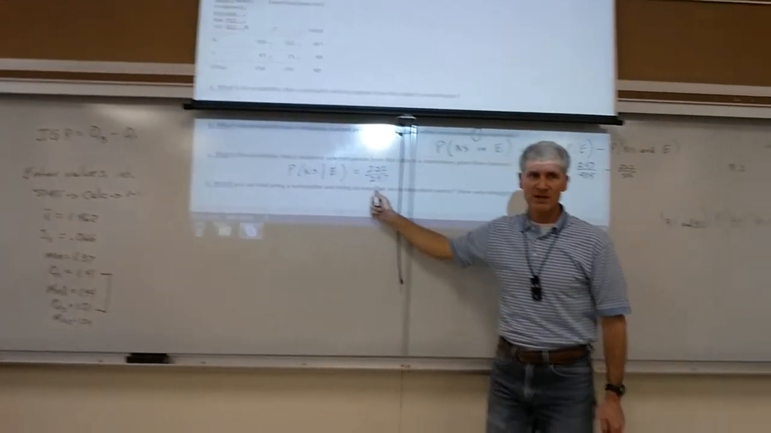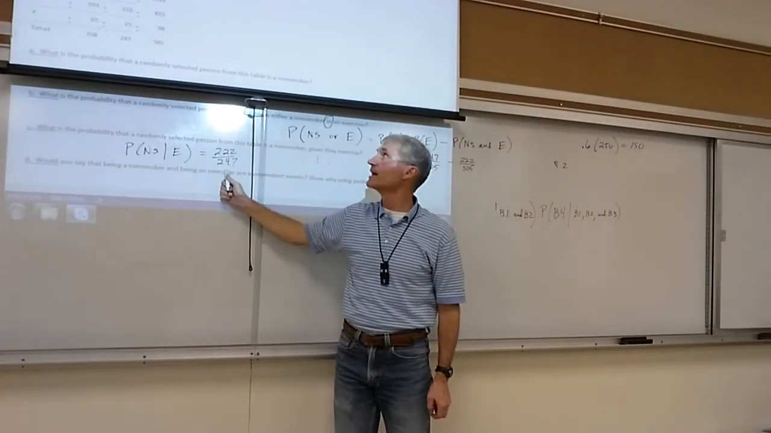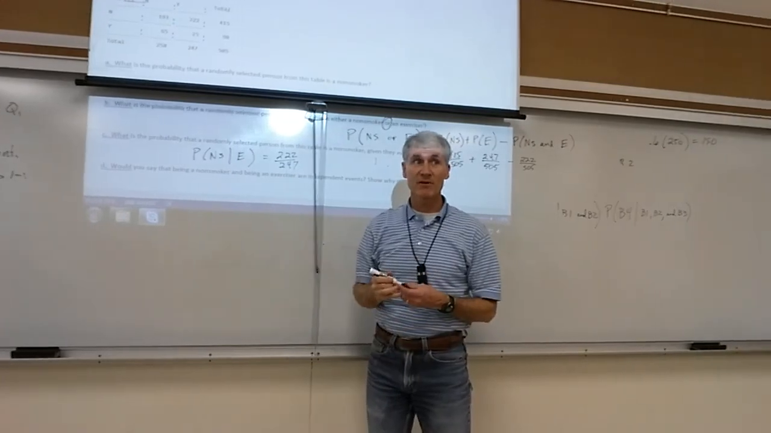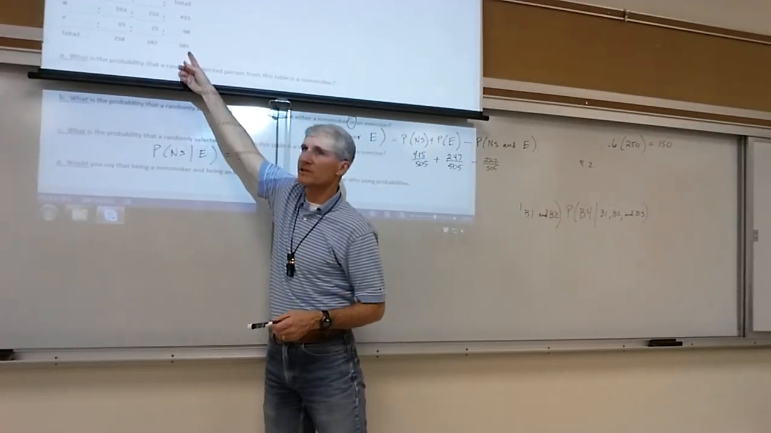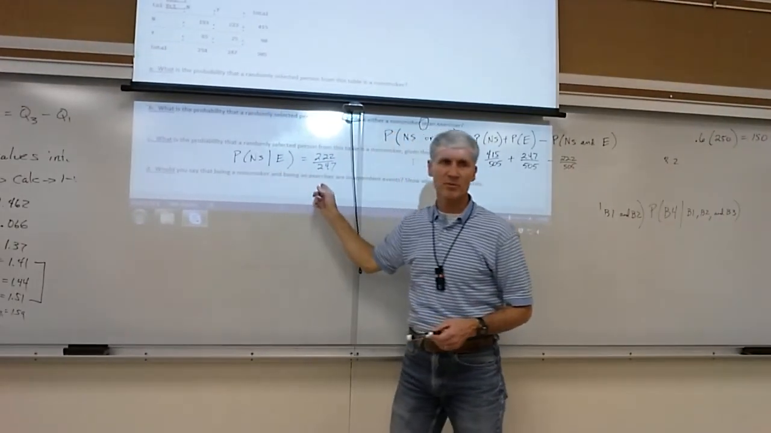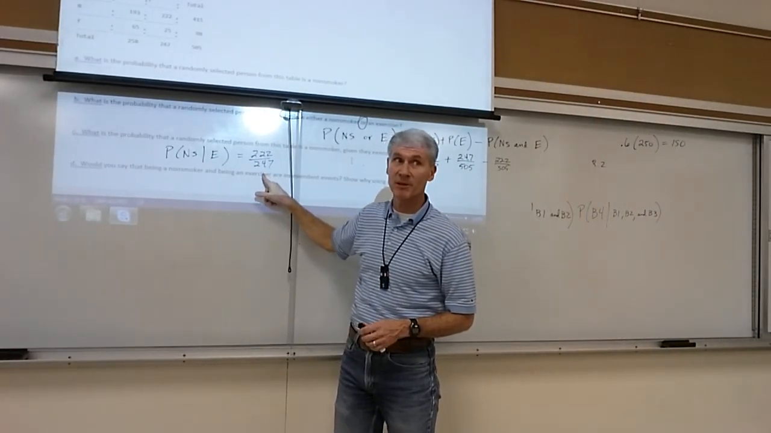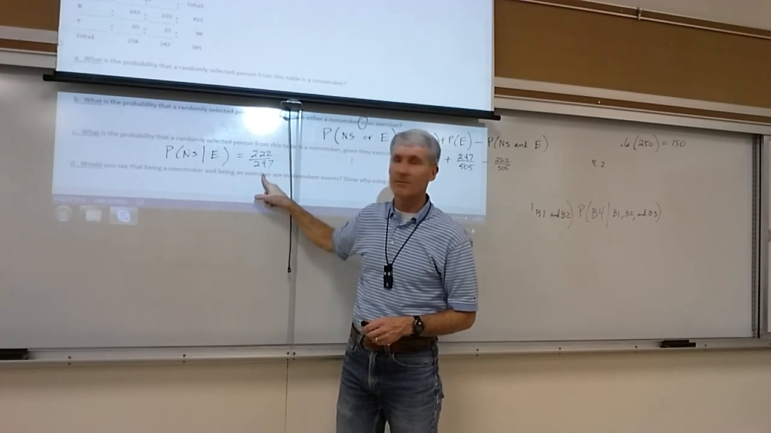Notice the denominator changes from 505, which is the total sample size. It changes. The only time it ever isn't the grand total in the table is when you're doing conditional probabilities. And then the denominator becomes how many people met the condition. How many people were exercisers.